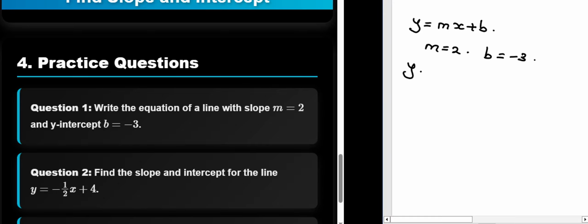In this case, it will be y is equal to 2, to take the place of m, 2x plus b, which is (-3). I put it in brackets because it's negative, so that I can open brackets. And when I open brackets, it becomes y is equal to 2x. Positive multiplied by negative is negative, so it becomes 2x minus 3. And that is the equation of the line. And if you see well, this equation follows this format where 2 is the gradient and -3 is the y-intercept.